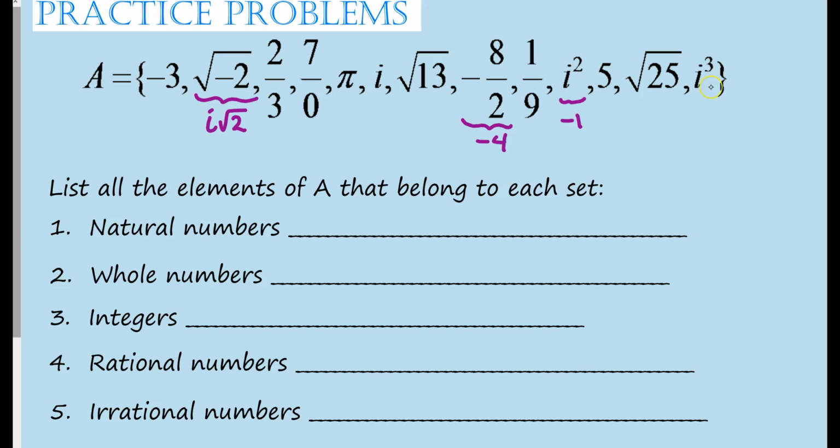And you could also simplify i cubed. So if i squared is -1, then i cubed could be thought of as i squared times i, and that would be -1 times i. So that's the opposite of i.